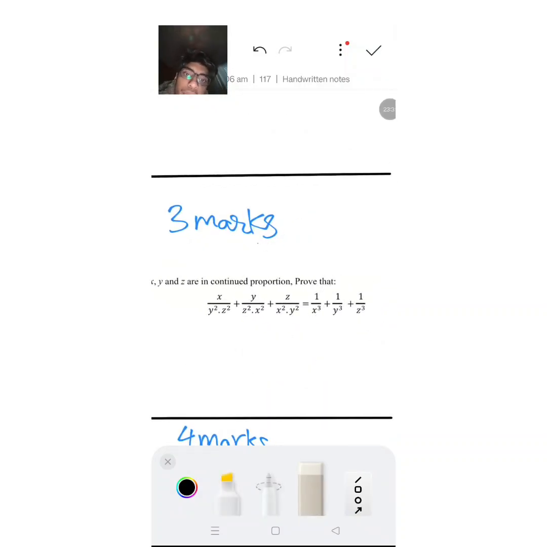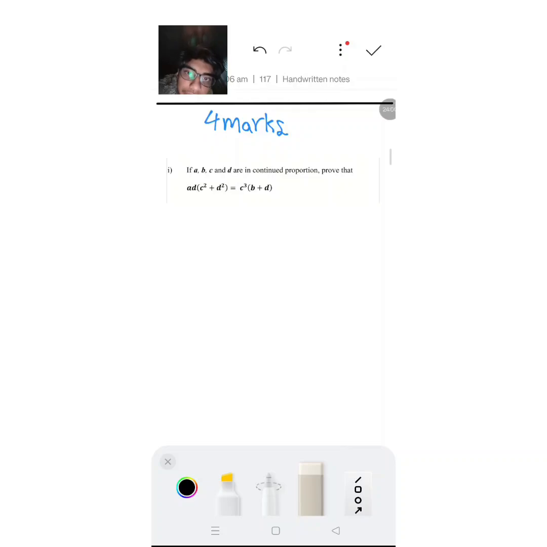So this is what I would recommend for problems that are in continued proportion, where the numbers or values are in continued proportion. Don't ever use the k method. Just cross multiply. I'll give you another example. So you scroll down here. Okay, you scroll down here.